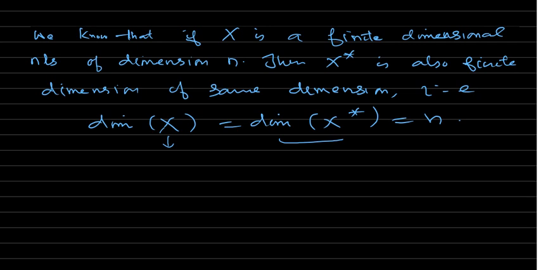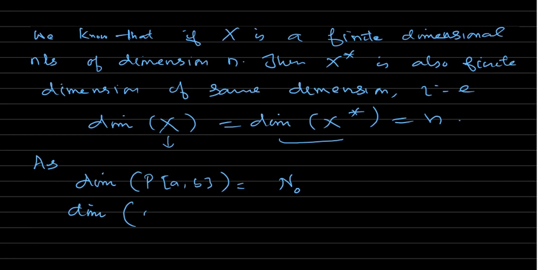So as you know, P[a,b], the set of all polynomials, is an infinite dimensional space. Its dimension is aleph naught: 1, x, x square, x cube, and so on. Now, what about the dimension of its dual space, P star[a,b]? Is it equal to aleph naught? क्या ये aleph naught के बराबर है?